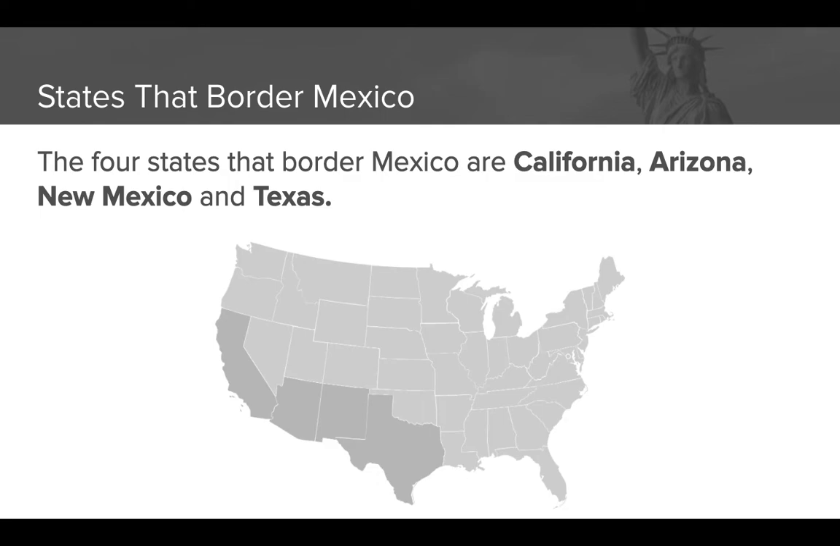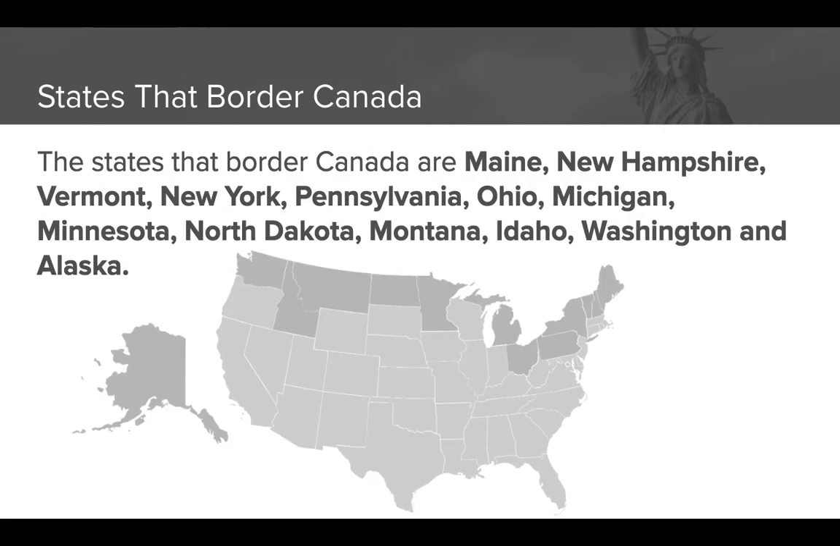So just choose any of those, and then you're going to need to choose any of these states that border Canada. So you can do, okay, I probably don't know all of these, but I know this one is Maine. We've got New Hampshire and Vermont over here, New York, Pennsylvania, Ohio, Michigan, North Dakota.